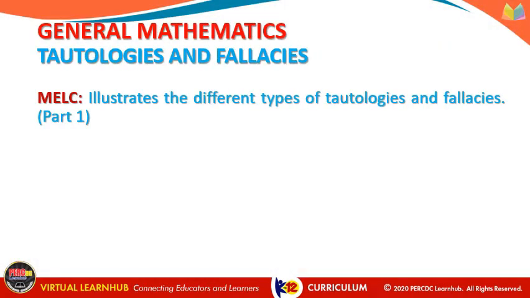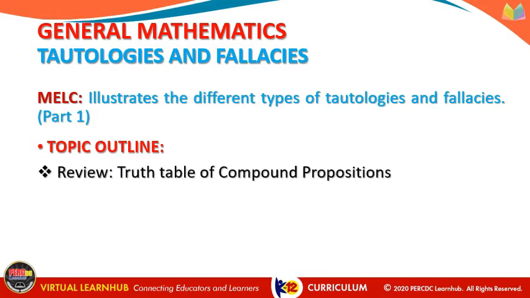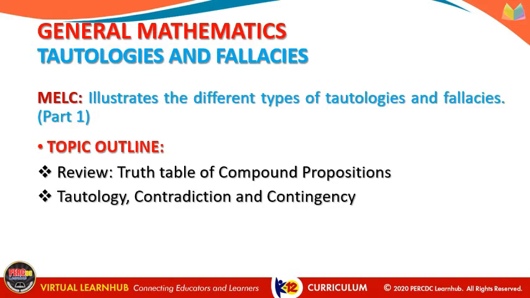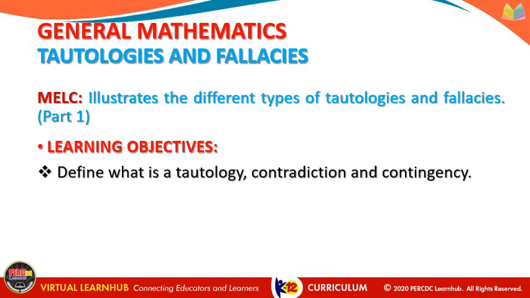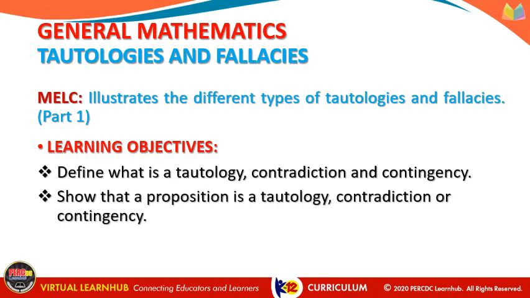This video will address the most essential learning competency, which is on illustrating the different types of tautologies and fallacies. For our topic outline, first, we will have a short review on truth tables of compound propositions. Then, we will take a look at what is a tautology, contradiction, and contingency. At the end of the video, I hope that we will be able to define what is a tautology, contradiction, and contingency, and at the same time, to show that a proposition is a tautology, contradiction, or contingency.